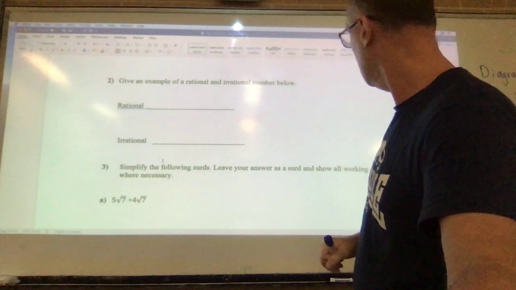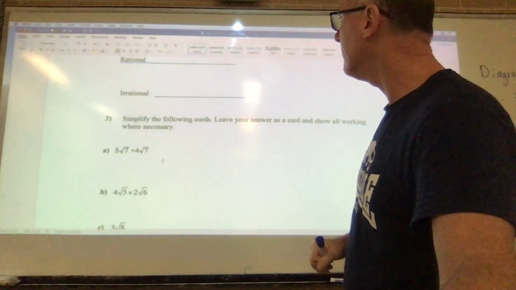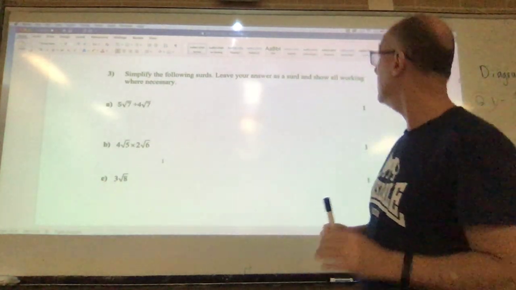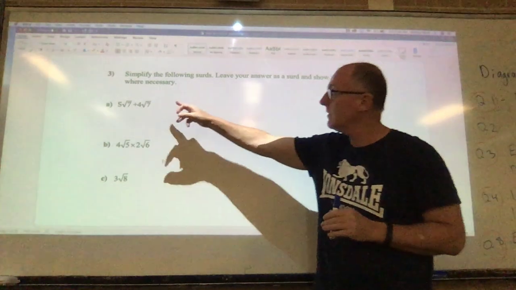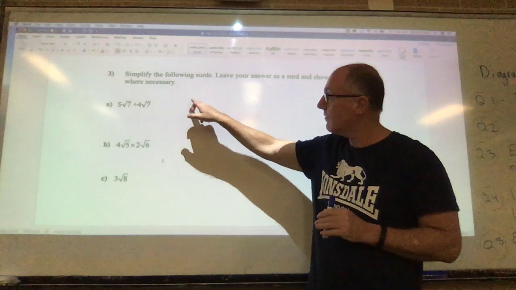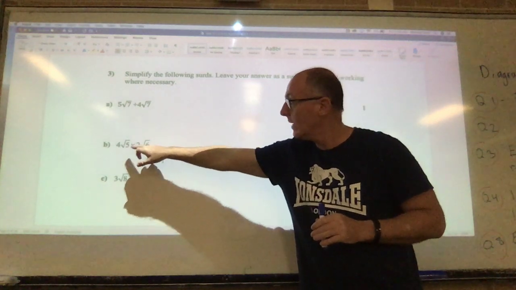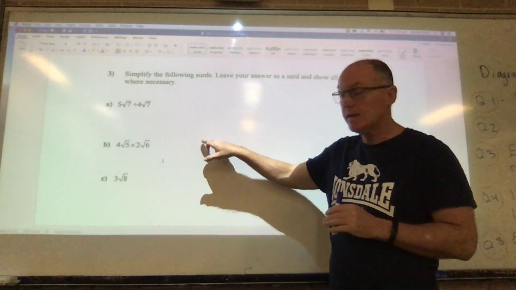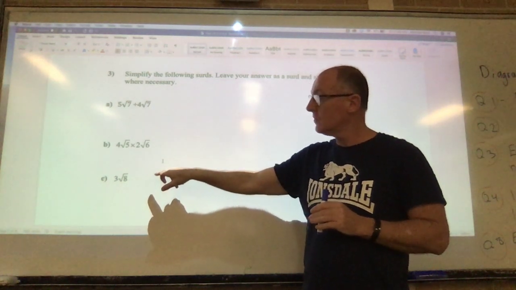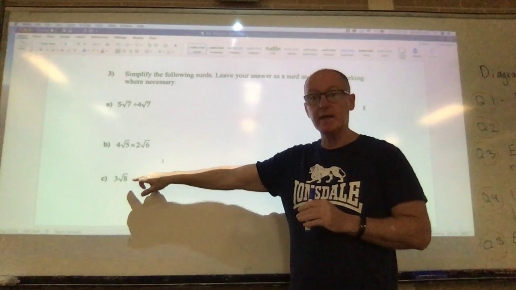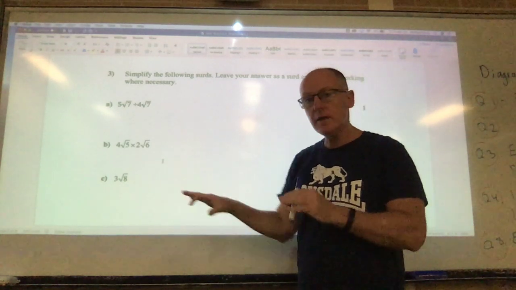Question 3, simplify the following surds, leave your answer as a surd and show your working. So pretty important. You probably don't have any working for that one there, but show your answer. Work out the answer here, put it here, can it be simplified? How would you simplify that? You can't just do what a lot of people do, is just type that on the calculator, write an answer. It's not a calculator question.